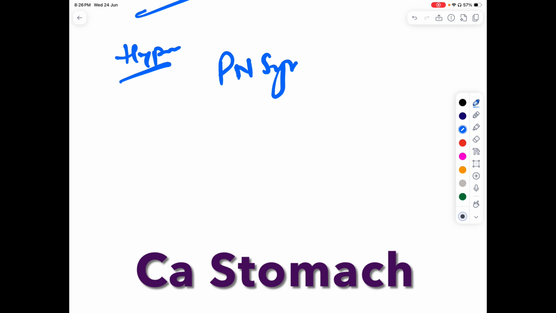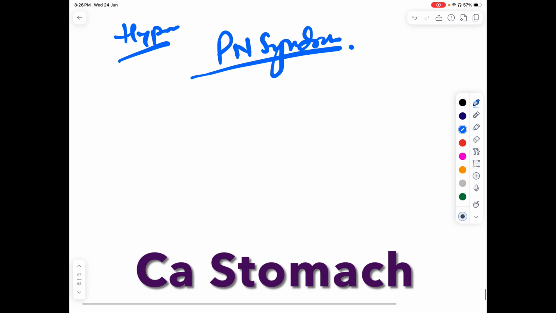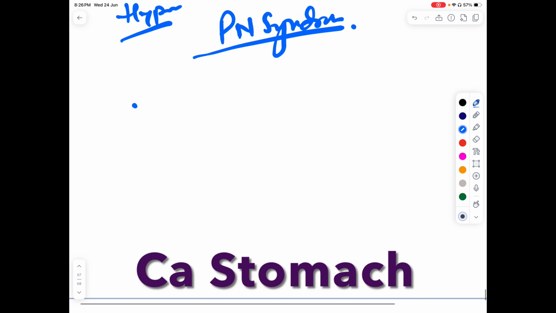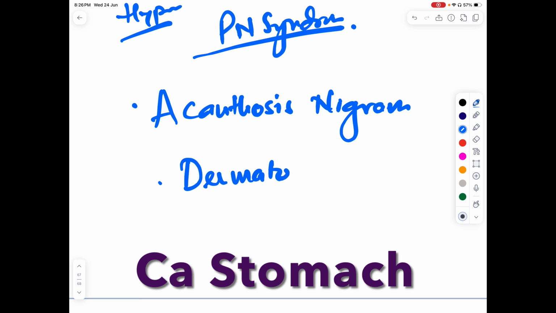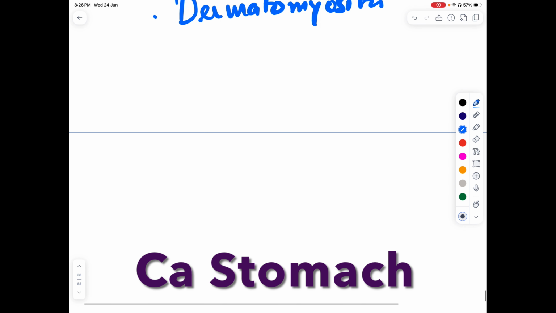What are paraneoplastic syndromes? There is a malignancy and somewhere hormones are secreted. This is called paraneoplastic syndrome. In carcinoma stomach, there is acanthosis nigricans or dermatomyositis. So these can be some of the paraneoplastic syndromes.